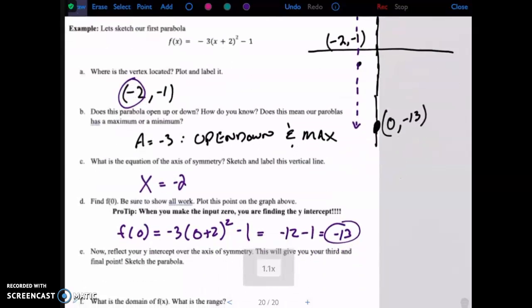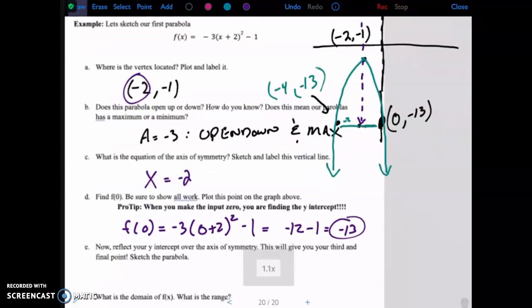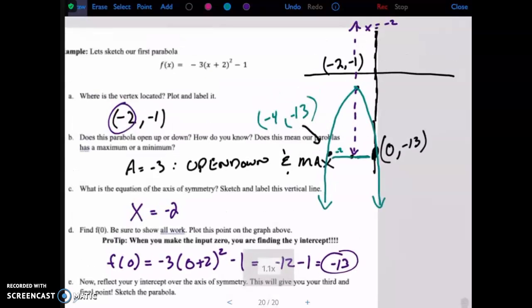And now what I can do is I can reflect this. So I know that this distance right here is going to be 2. So I know that this distance from the x-symmetry out to my point to the left is going to be 2 as well. So this point, my auxiliary point, because I have a point on the right of my x-symmetry, now I need a point on the left of my x-symmetry to make my parabola. And that point is going to be at something, -13. So this distance is 2, which means I need to go 2 this way, to the left of my x-symmetry, which will put me at (-4, -13). Sketch the parabola.